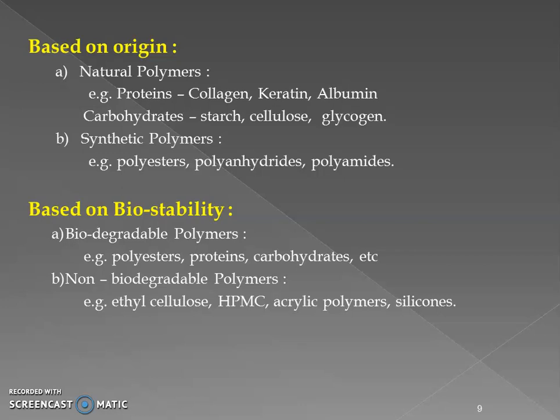Non-biodegradable type of polymers, these are the polymers which are not degraded by the body system itself. Examples are ethyl cellulose, HPMC, acrylic polymers, and the silicon polymers.